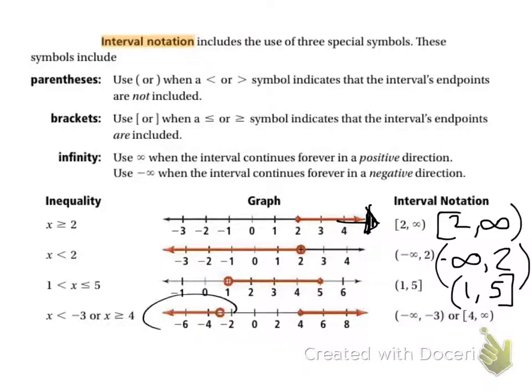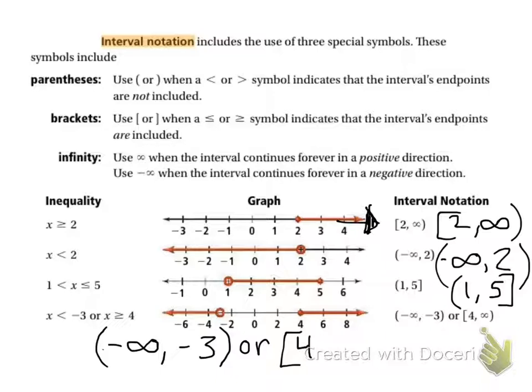So this guy over here, the smallest it's going to be is negative infinity, and I use a parenthesis for that. And then it goes to negative 3, and it's an open circle. So I use a parenthesis. Or, and then I look at this guy. So I've got a square bracket because it's closed, a closed circle. So I got 4, comma, and that goes on to infinity, and I use a parenthesis.